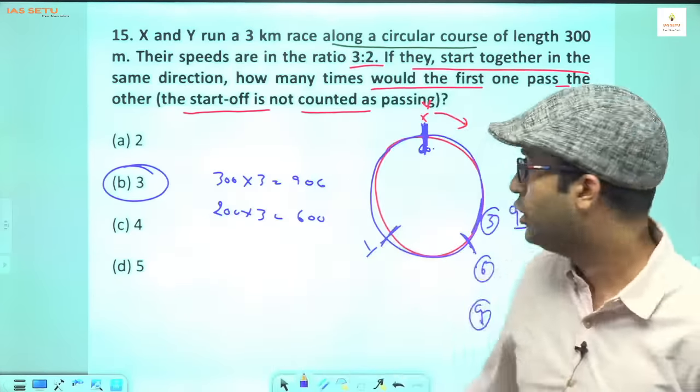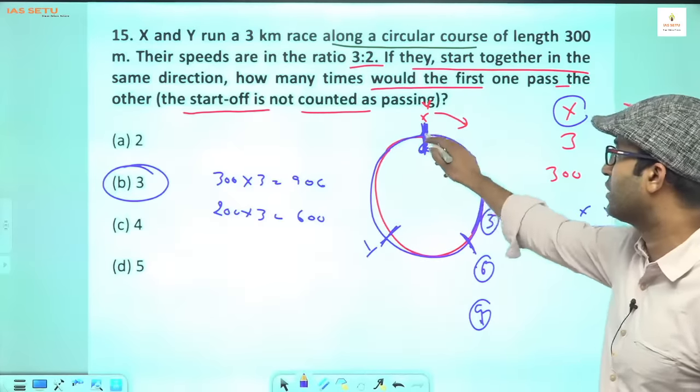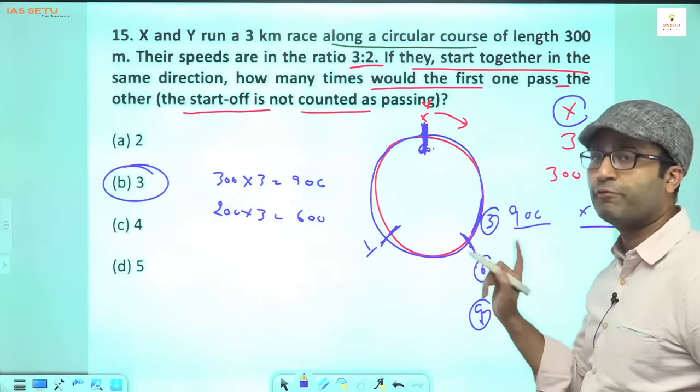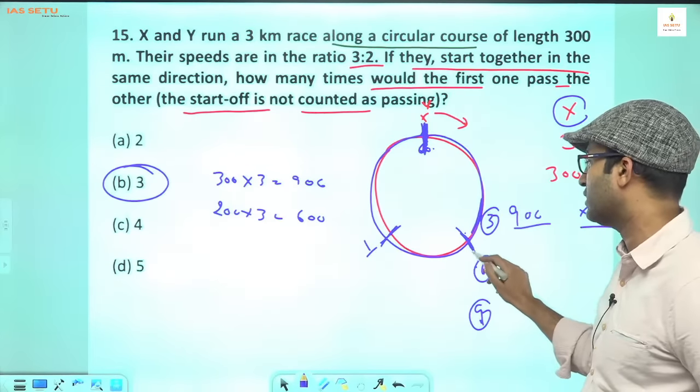Manually is better, you check manually. जब x 300 मीटर कवर कर रहा है, y 200 मीटर कवर कर रहा है. जब x 600 मीटर कवर कर रहा है, तो y 400 मीटर कवर करेगा. 300 प्लस 100, y यहाँ होगा.